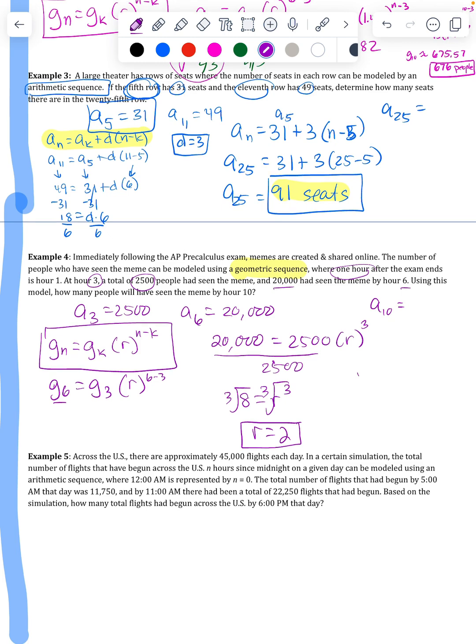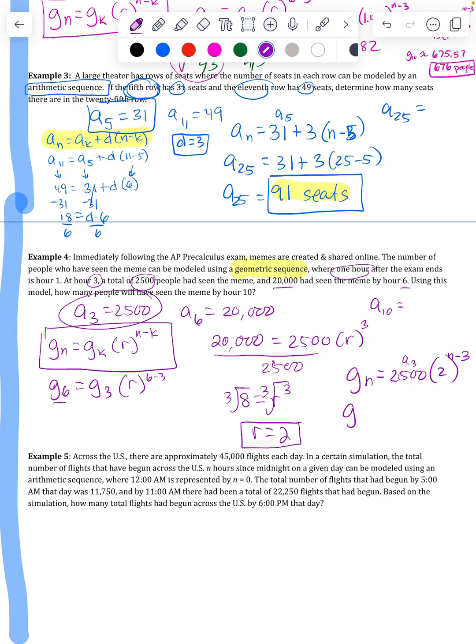So now I'm going to write my general formula, meaning I leave all my ends in place. I'm going to start from A sub 3 at 2,500, and I will apply my common ratio that I just found of 2, n minus 3 times, because this was A sub 3.